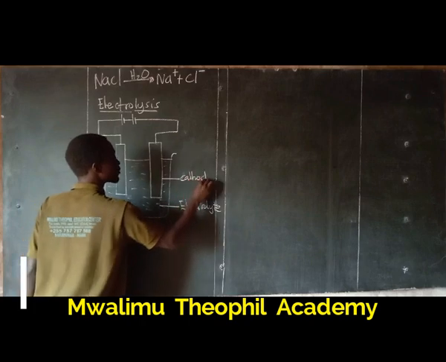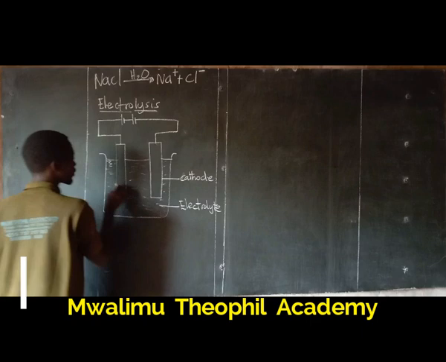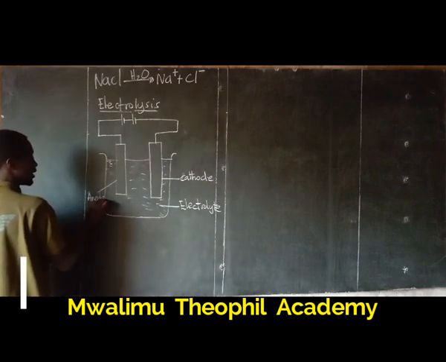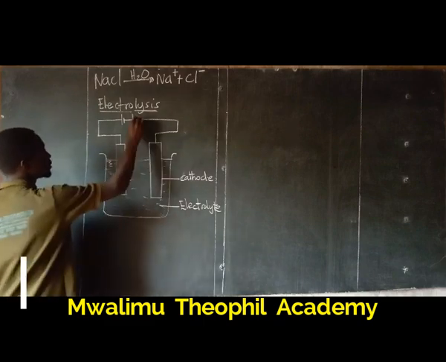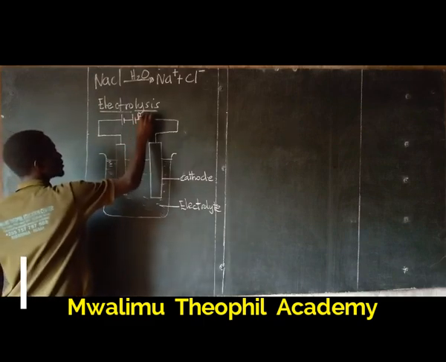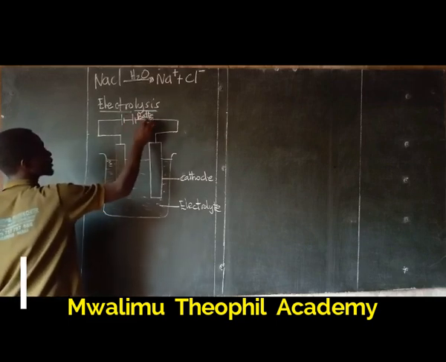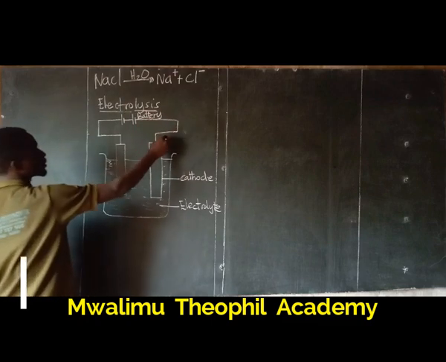As I've told you, these are metal rods known as electrodes. This specifically is the cathode, and this specifically is the anode. As you can see, this is a battery. I have drawn a battery made up of two cells. These are simple connecting wires.